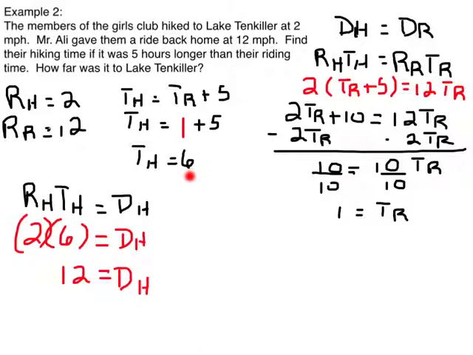So now we can take either one of these. We can take 1, TR, times 12, RR, and we would get 12 for our distance. Or we can take the 6 here, the time of the hiking, times 2, the rate of the hiking, equals the distance of the hiking. We're still going to get 12. So either one: 1 times the 12, TR times RR, or TH times RH, which is still going to give us 12.